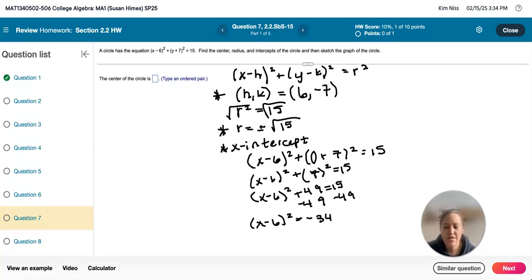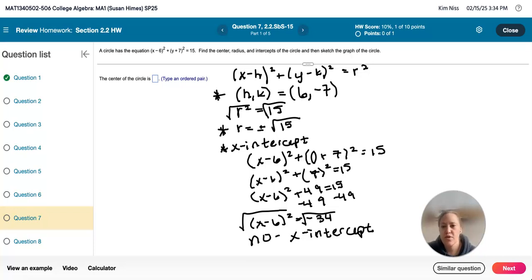So here an interesting thing comes up. We're going to take the square root of both sides. However, you cannot square root a negative number without ending up with an imaginary number. And that is a big indicator that there is no x-intercept. No x-intercept, because you cannot square root a negative number. So when that happens, that tells you there's none. And so that's the answer to that part.